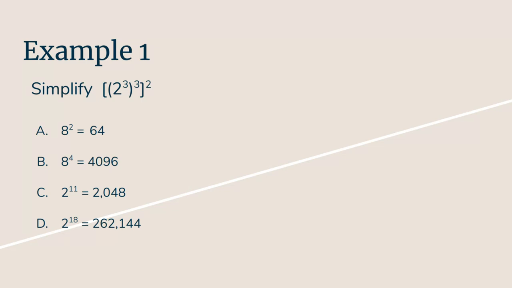So here we have our first example. I want you to simplify 2 to the 3rd power to the power of 3 to the power of 2. So you're going to have to multiply all these exponents together and apply it to your 2. So take a second and try that, and once you think you have the answer, put it into your Edpuzzle.